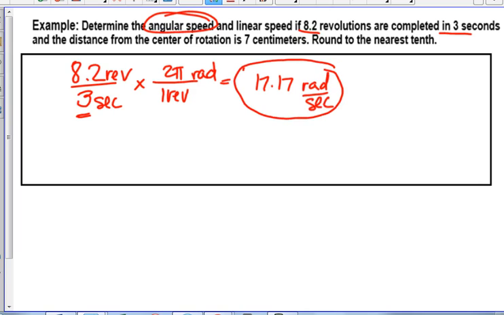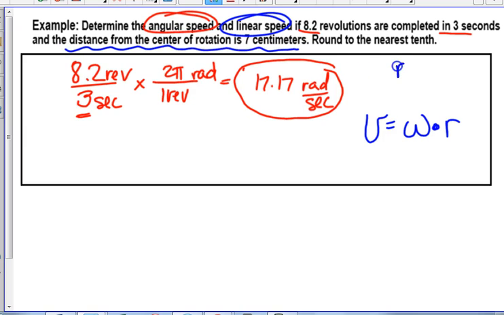The second part asks us to find the linear speed. We haven't talked about this formula yet, but linear speed is actually angular speed times the radius, because we need it to be in distance. Is there a radius in this question? The distance from the center of rotation is 7. That's the radius.